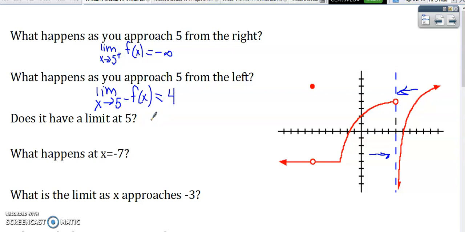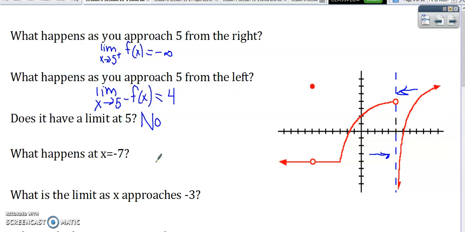So the question next says, does this function have a limit at 5? Well, from the right-hand side, it's going to negative infinity. Left-hand side, it's going to 4. Then no, it does not have a limit. Basically, can you say what that function is doing at 5? No, you can't. It's going to negative infinity in one spot, it's going to 4 in another spot, so you cannot describe what it's doing.